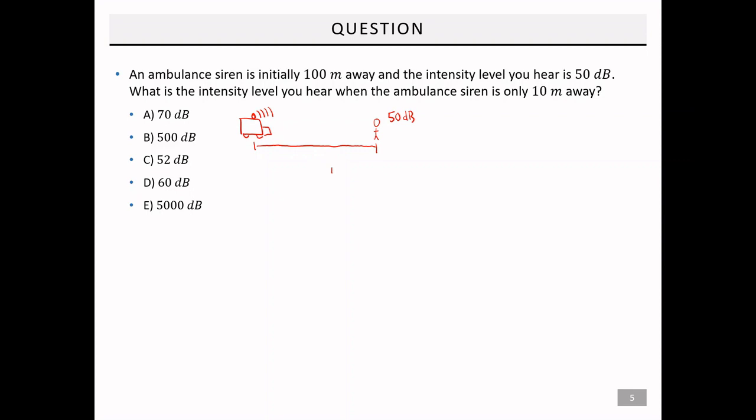When that ambulance gets to be 10 meters away from you, the question is asking, what is the intensity level that you hear? This is actually a hard problem at this point, so let me give you a little hint. The area for the surface of a sphere is given by 4 pi r squared. And r, in this case, is the distance from the center of the sphere. Okay, so it is a hard one, but think about it for a minute or two and unpause when you're ready.